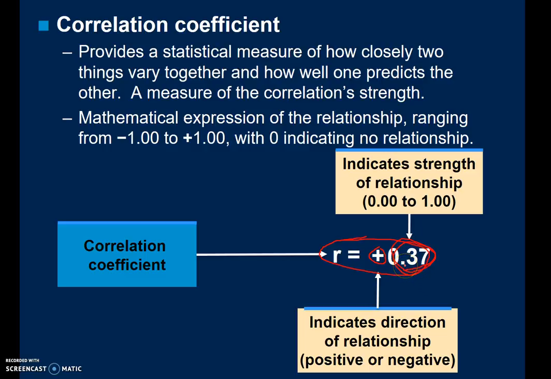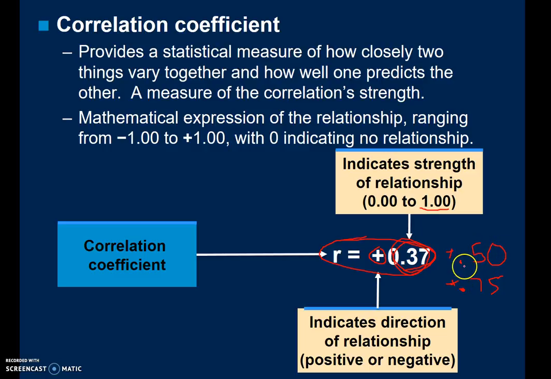And because it's 0.37, it's close to 0 as opposed to 1.0, which would be the highest positive correlation. That means this is a weak correlation. If it was plus 0.5, that would be a moderate correlation. Anything like plus 0.75 or higher is getting pretty close to 1, so that would be a pretty strong correlation.